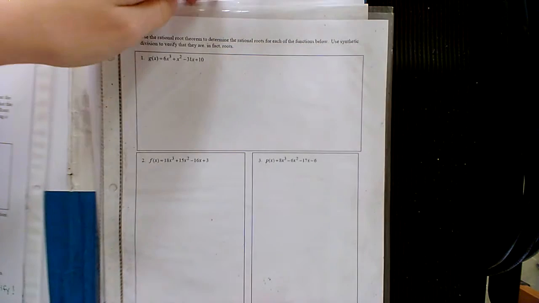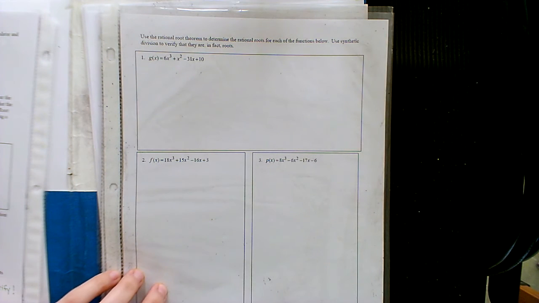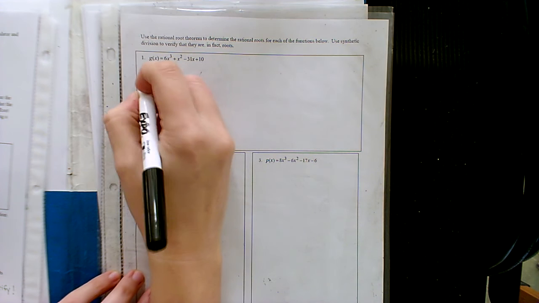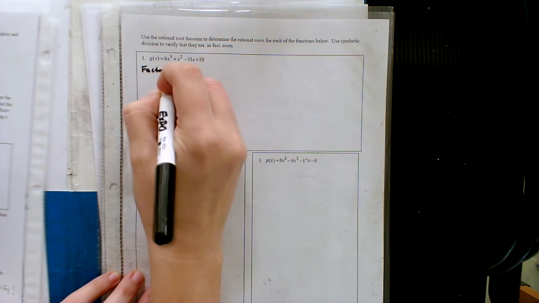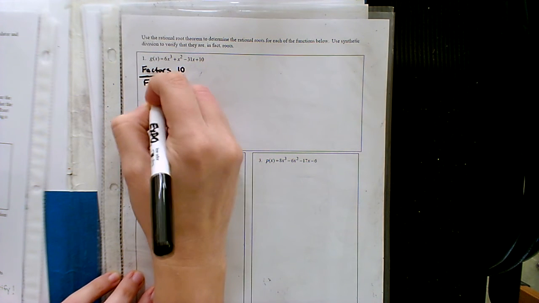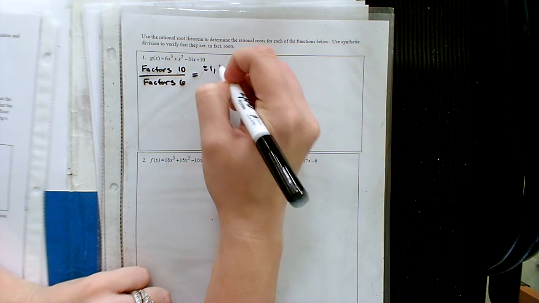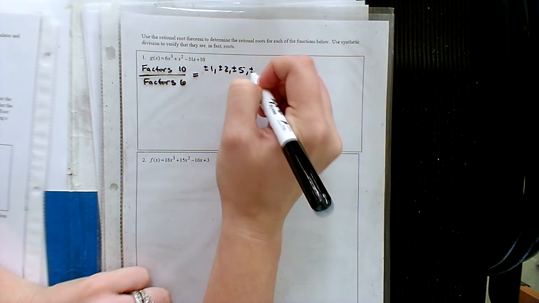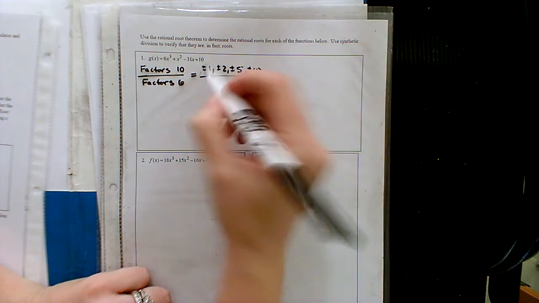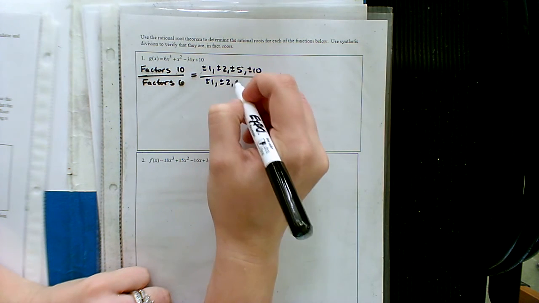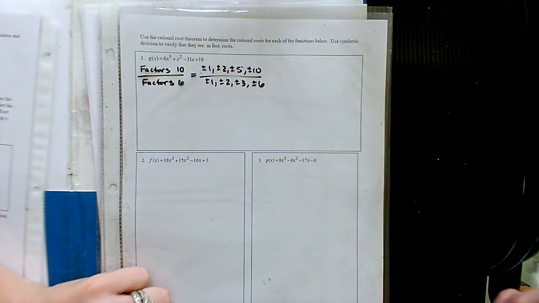All right, let's go ahead and try another one. Let's first develop our list of possible x-intercepts. We have factors of 10 over factors of 6. What are some factors of 10? 1, 2, 5, 10. Factors of 6. 1, 2, 3, 6.